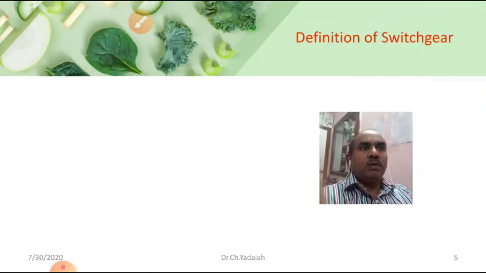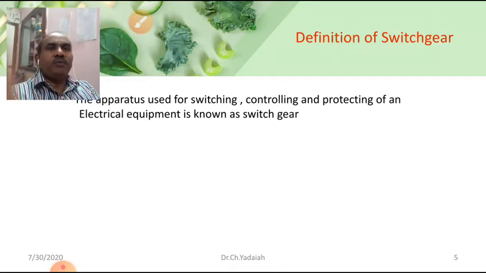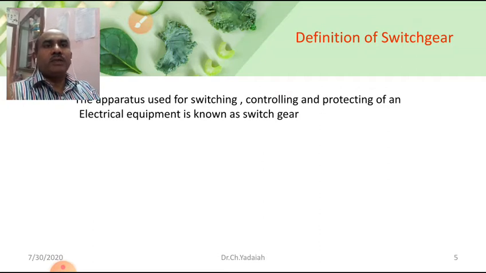The definition of switchgear we have already seen. The equipment used for switching, controlling and protecting electrical equipment is known as switchgear. Any equipment that can help with switching purposes. After switching, we require control. After controlling, at the same time, it should be protected. These three main functions are required for switchgear and protective equipment. At the same time, overall maintenance is also required. This is the definition of switchgear.